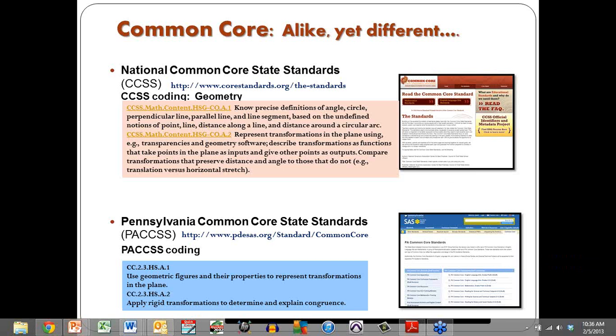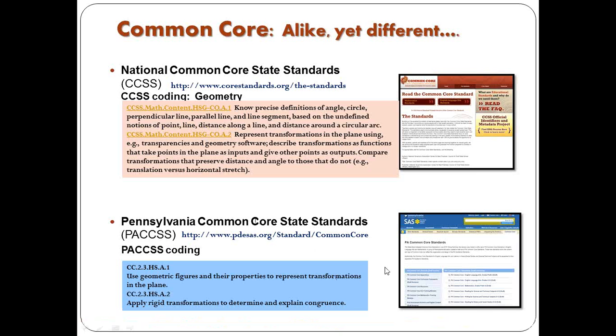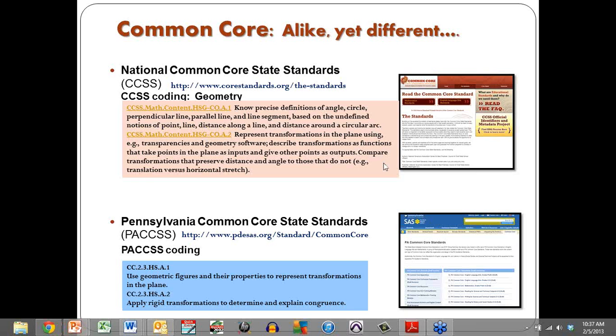So what I did was I looked at geometry, and the first two standards for geometry. If you look in the pink box, A1 and A2, that's the National Common Core Standards for geometry, the first two. If you look down at the bottom at the blue box under the Pennsylvania Common Core State Standards, those are the first two geometry standards for Pennsylvania. They're alike, yet very different. The new Pennsylvania standards mirror the content and the rigor of the National Common Core, but in Pennsylvania, the organization and the design is different. So if we could go to the next slide.